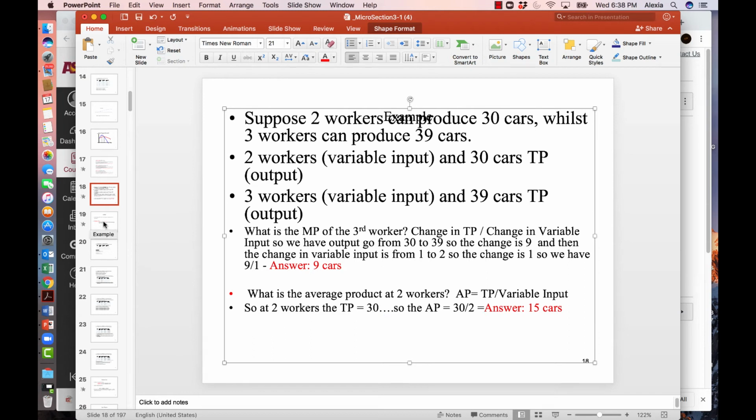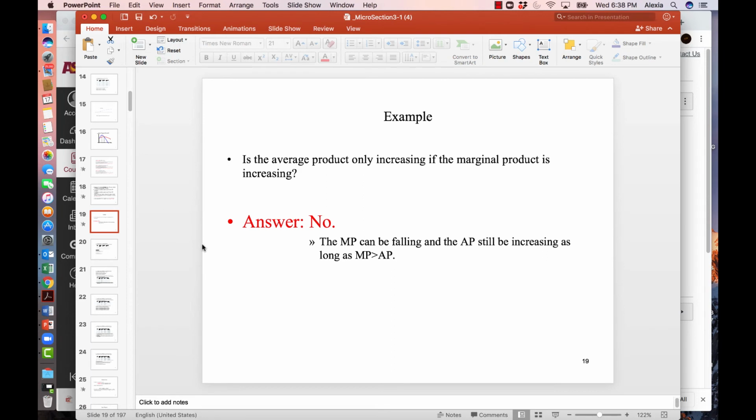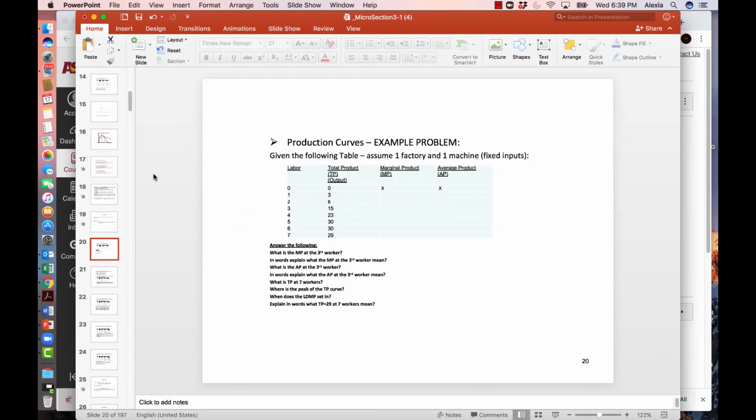You need to be able to understand and do this. If I asked you, is the average product only increasing if the marginal product is increasing? No, it's going to depend on where we are. So you want to review that slide 17 and retrace back to this answer.